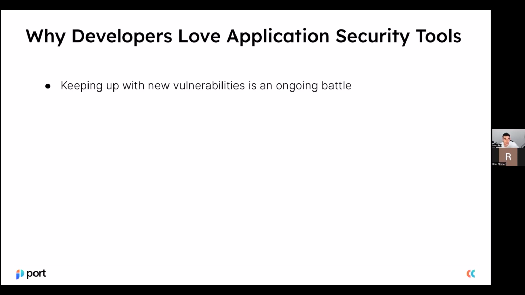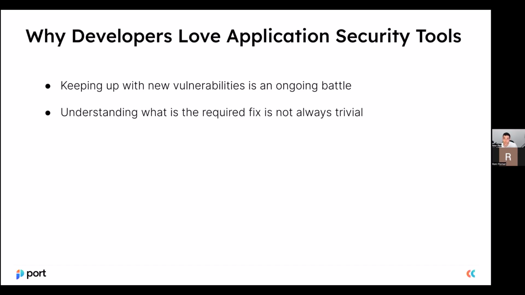That means that figuring out what needs to be fixed and also keeping up with the latest fixes and understanding the newest vulnerabilities is an ongoing battle. It's very difficult, it can be very daunting. And so application security tools take that complexity away by telling us, okay, this project has these vulnerabilities, this is the severity, this is something you should take a look at and try to solve.